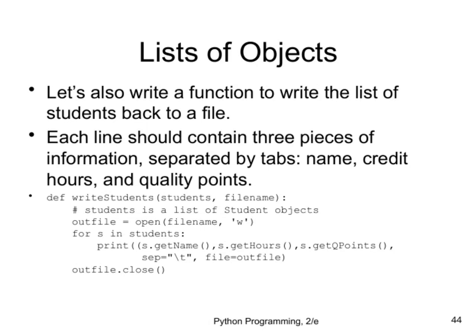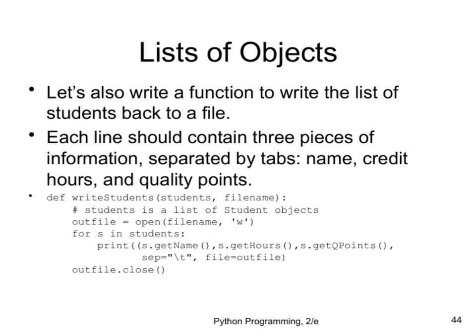Now, let's look at how we can write a function to save our list of students back to a file. The idea here is that each line in the file will represent one student, and it will include 3 pieces of information: their name, their credit hours, and their quality points. These will be separated by tabs to keep everything organized and easy to read later on. We'll define a function called writeStudents, which takes 2 parameters: the list of student objects and the file name where we want to save the data.